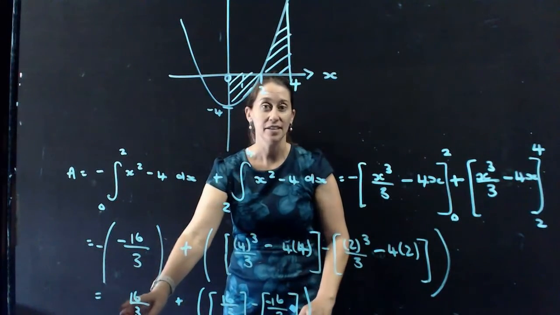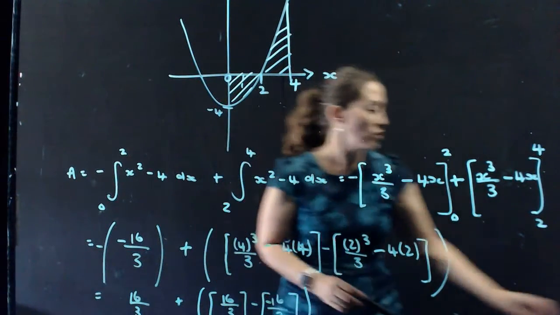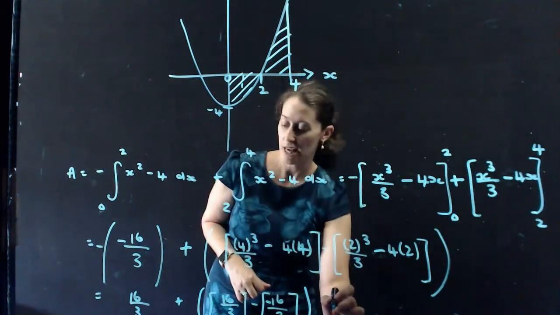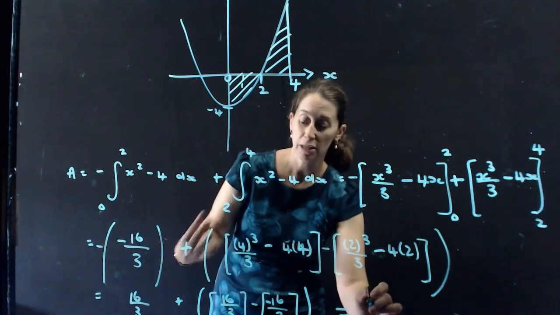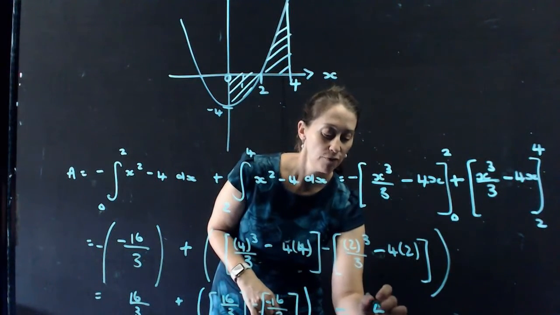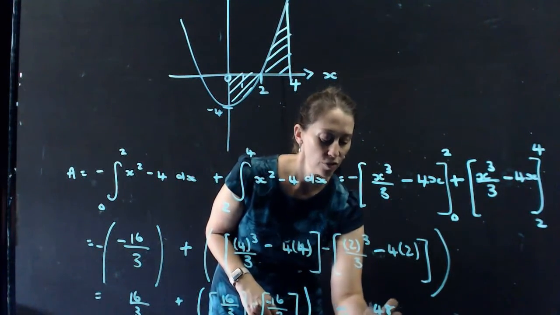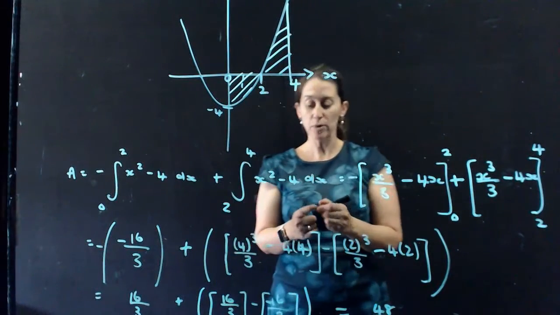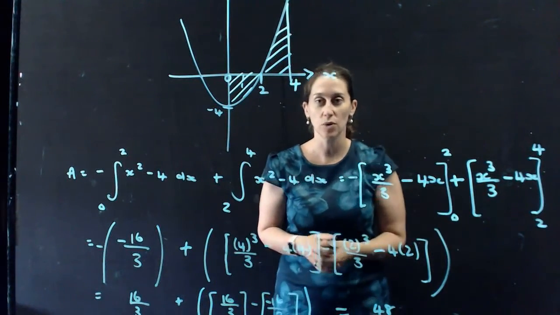And then I've got to add a 16 over 3 altogether, which gives me an area of 48 over 3 square units. It's not great because I'd normally write it underneath and keep it nice. Now we can move to square units because we're working out an actual area.